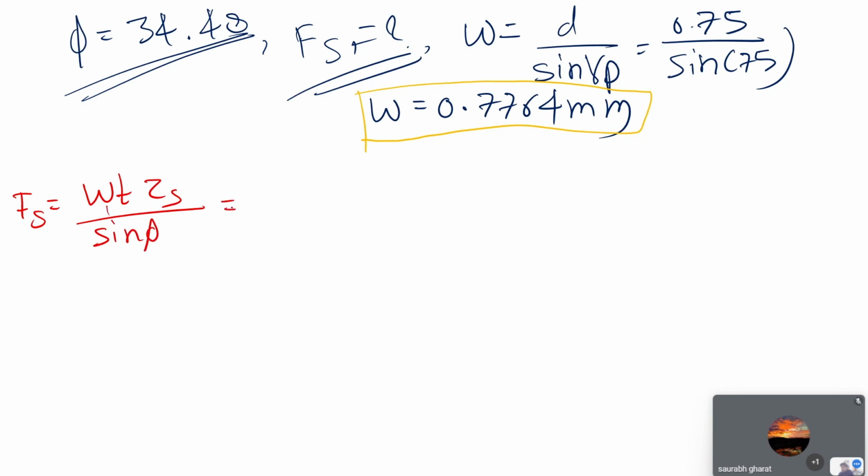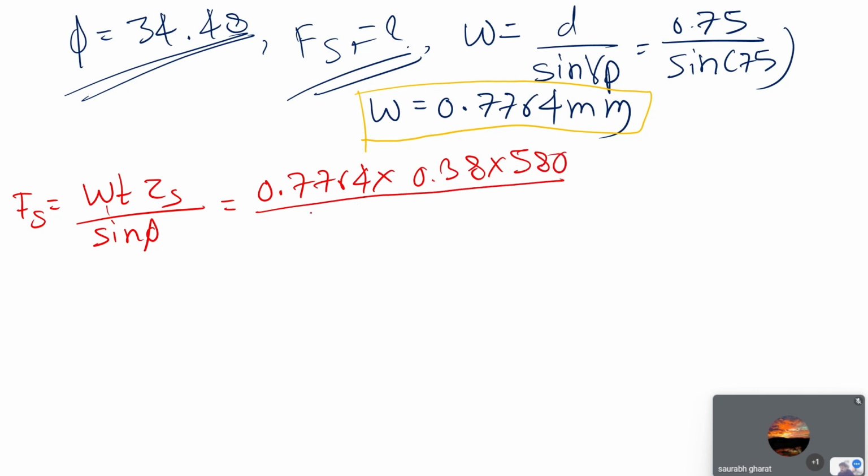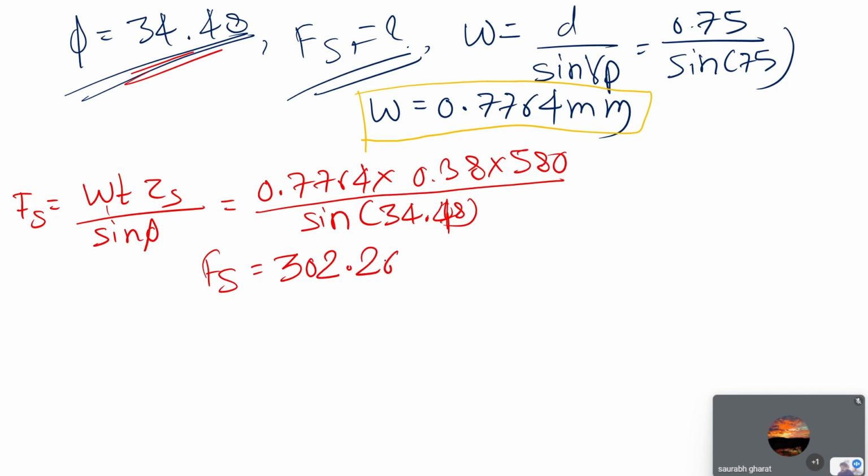So it is equal to 0.7764 that we got, into thickness we already have 0.38, into tau s we have 580, divided by what? We have sine phi. You need to calculate phi. It is 34.48, this is the phi we calculated. So what will it be now? Your Fs, just put in the formula, is 302.2663 Newton. This will be a force.